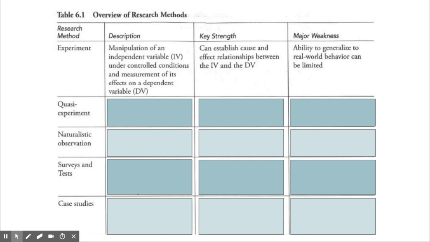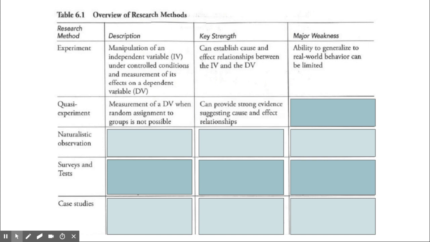The quasi methods, which we were mentioning as kind of non-experimental methods, again, we're going to have the measurement of a dependent variable when a random assignment to the group is not possible. Strength of that, it can provide strong evidence suggesting the cause and effect relationship, which is kind of cool. The weakness is you can't control everything. That lack of random assignment can really weaken the conclusions, and so that can be problematic, especially if you're going to go back and replicate the study.